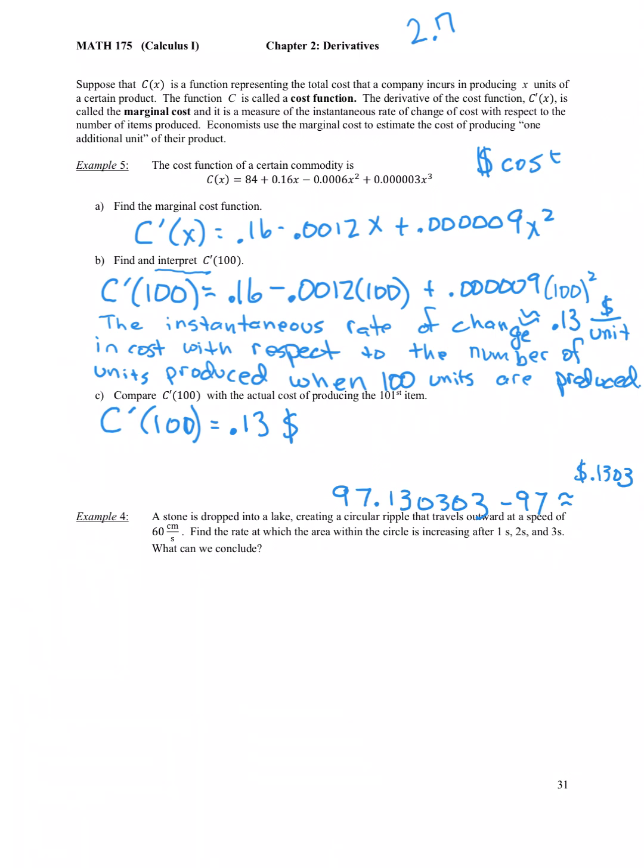Taking a look at example 4, we have a stone that's being dropped into a lake. Go ahead and pause the video and read that. We want to find the rate at which the area within the circle is increasing at different times: 1 second, 2 seconds, 3 seconds. We are told that our radius is growing at 60 centimeters every second. And let's just say t is in seconds.